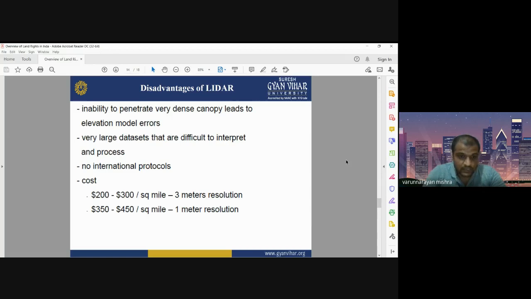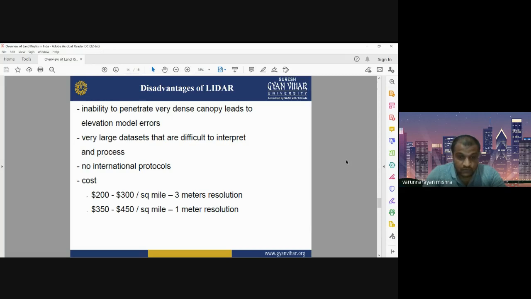Its cost is very important here. If we want to have the lidar data at the resolution of 3 meters, its cost is around 200 to $300 per square mile. It means if you want to scan a 1 square mile area, then it will cost around 200 to $300.